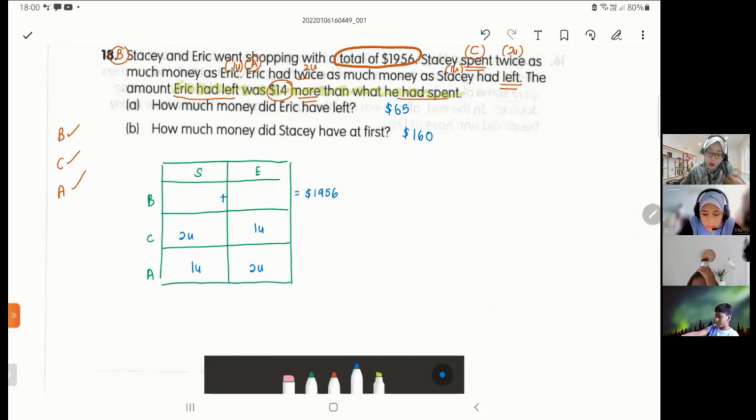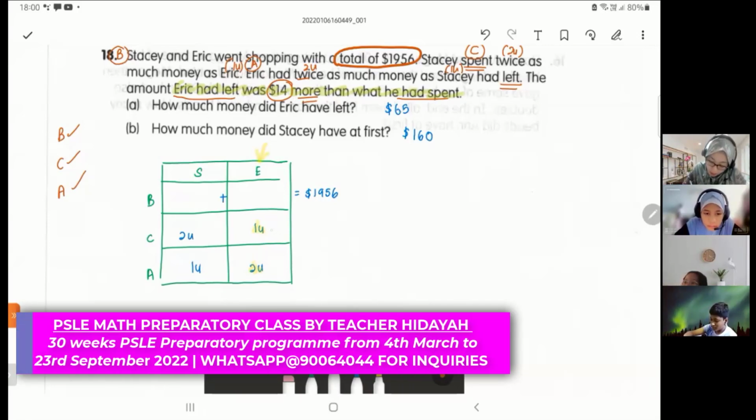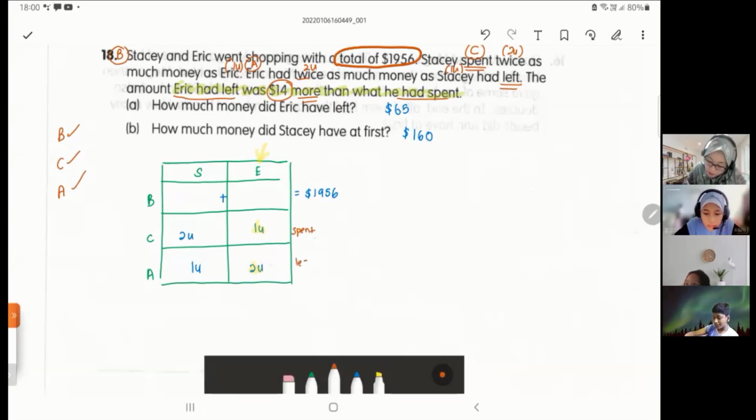Okay, so I would like to know all this information that I have here. If you look at Eric, whatever that Eric had left was $14 more than what he have spent. So Eric, let's look at Eric then. Let me change this. Let's look at Eric. Whatever he have left and the one that he have spent. Okay, the leftover was $14 more than what he have spent. So if I want to compare, this is my spend and this is my left for Eric.